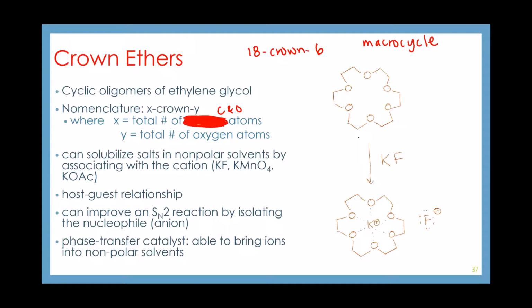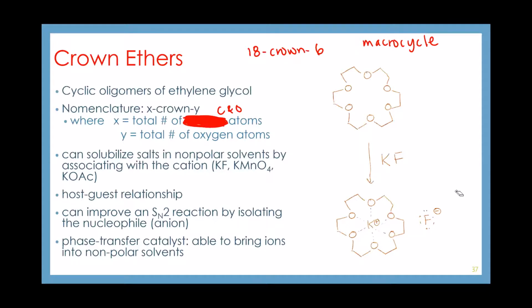The reason that this would matter is that if you were attempting to do a reaction in a nonpolar solvent and you need to isolate the fluoride ion, potassium fluoride is not going to be soluble in a nonpolar solvent. But if you introduce a crown ether, you can actually solubilize the salt and free the anion, which would mean that you could do a reaction using that anion. So you can actually improve an SN2 reaction by isolating the nucleophile. This is very similar to when we looked at solvent effects.